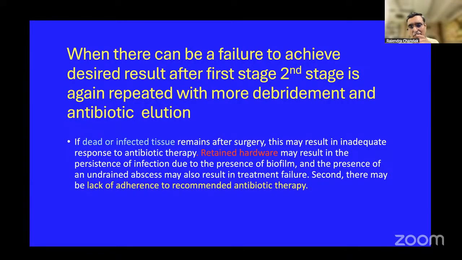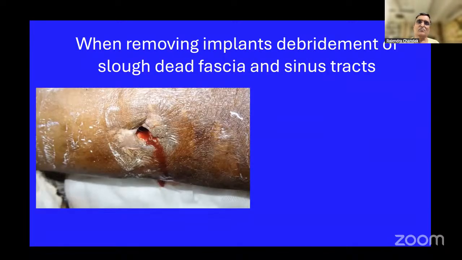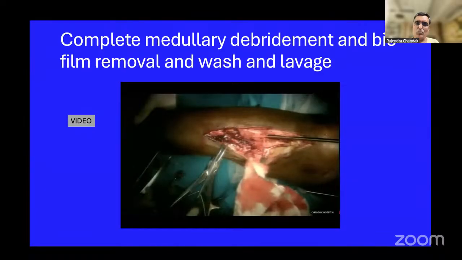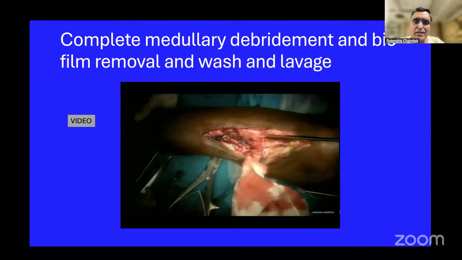When there is a failure to achieve infection control, usually it would need a second debridement, or you have to go with antibiotic elution and a second debridement. So this has to be thoroughly curated out. Whatever bone debris, dead fragments, many times the fragments have lost their vascularity, and if they are floating in pus or slough or granulation tissue, we must remove them all and wash as thoroughly as possible.